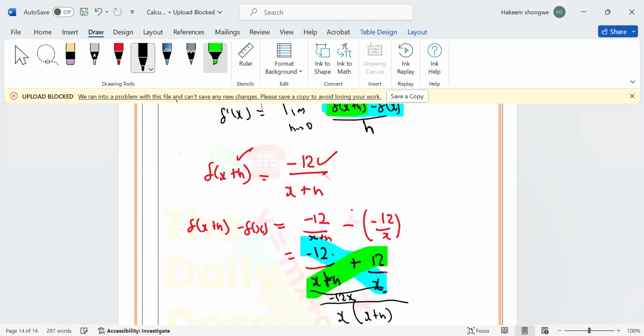I will say fine. Yes. If I say this one multiplied by this one, I need to say 12 multiplied by x, which is going to give me plus 12x. If I say this one multiplied by this one, it is going to give me plus 12h.